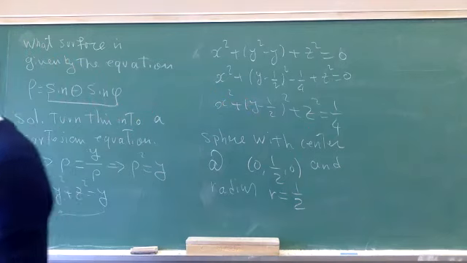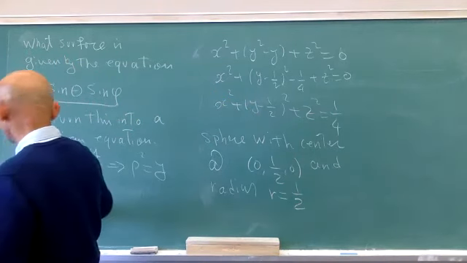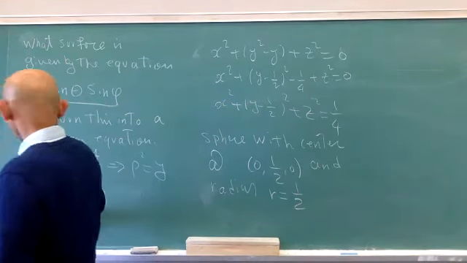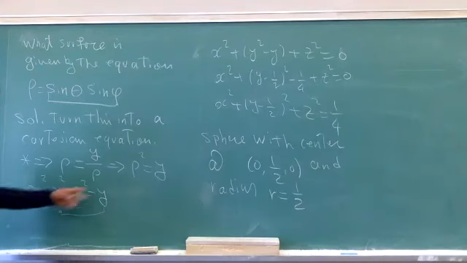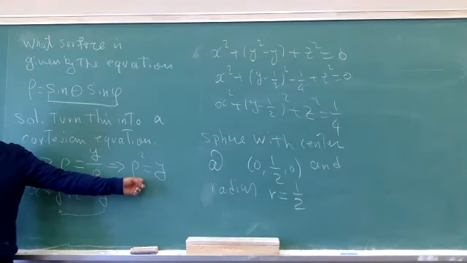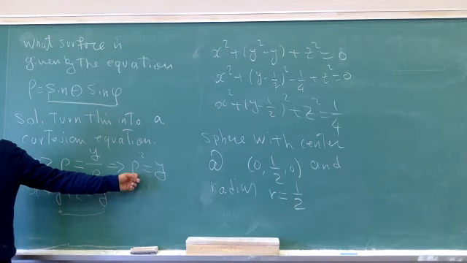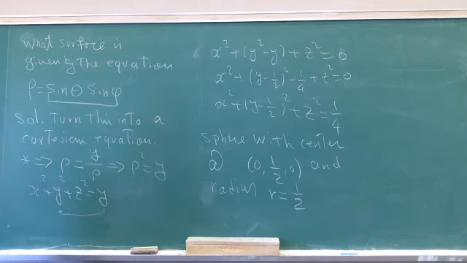Where did that equation come from? This equation? Yeah, we agree with this equation, right? But then what is rho squared? Remember what rho is? Rho is the square root of x squared plus y squared plus z squared. So rho squared is x squared plus y squared plus z squared. Right. Very good.